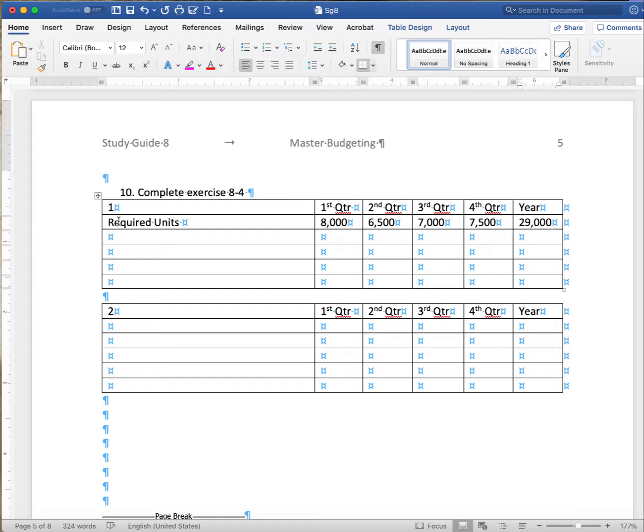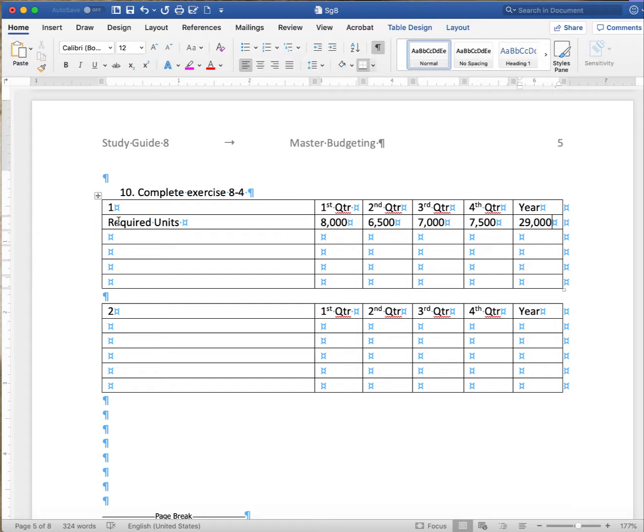Now keep in mind, these numbers that we got, required production in units, where did that come from? That came from our production budget. This problem didn't do one, they just gave us the numbers. But in the background, what we did on exercise 8-2, how we created the production budget, taking the budgeted sales and figuring out what are our production requirements. They already did that, and these are the result of that.